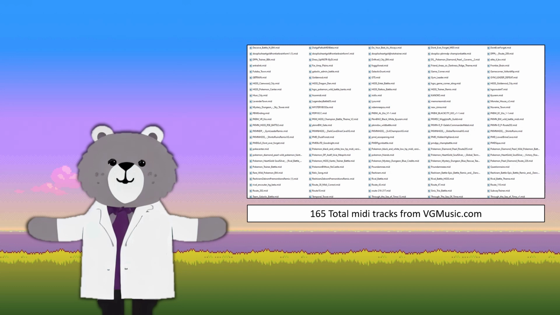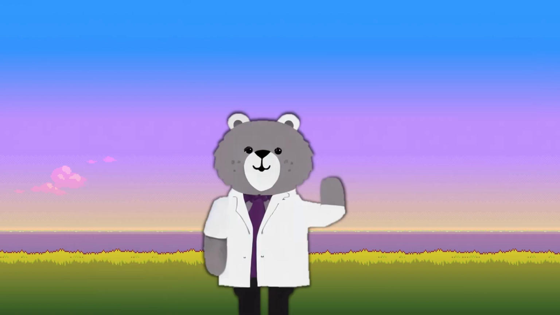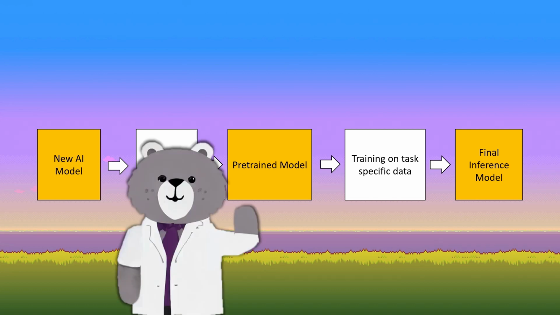Unfortunately, 165 musical tracks isn't enough to actually train a model from scratch. MuseNet, for reference, was trained on hundreds of thousands of MIDI files. But it is enough to fine-tune a model for domain-specific generation. Typically, in natural language processing, we train language models on lots of unrelated data so that they can acquire a good understanding of a language. Then we fine-tune them on task-specific data. We apply a similar logic here.